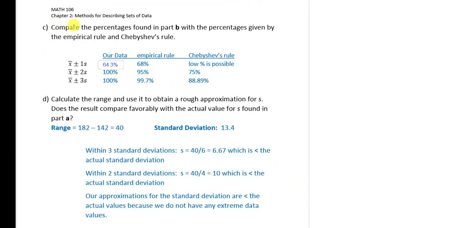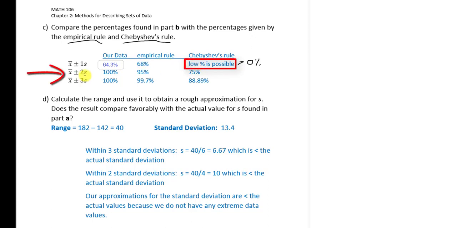The next thing we're going to do is compare the percentages we found in Part B with the percentages given by the empirical rule and Chebyshev's rule, because we want to know what rule our data follows. So within 1 standard deviation of the mean, our data says 64.3 percent falls in that range. Compare that with 68% for the empirical rule and a low percentage possible for Chebyshev's rule. So basically anything greater than 0%. It could even be 0%. So it looks like our data falls short for the empirical rule. So it's looking like Chebyshev's rule so far.